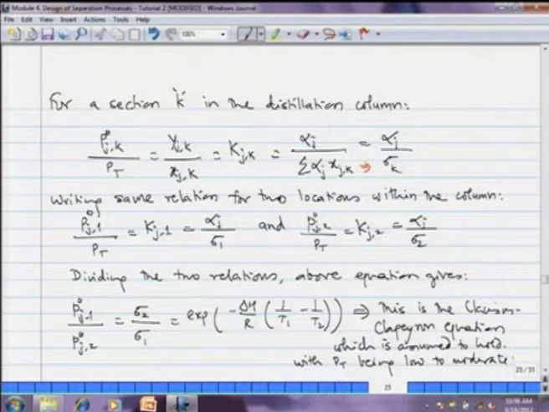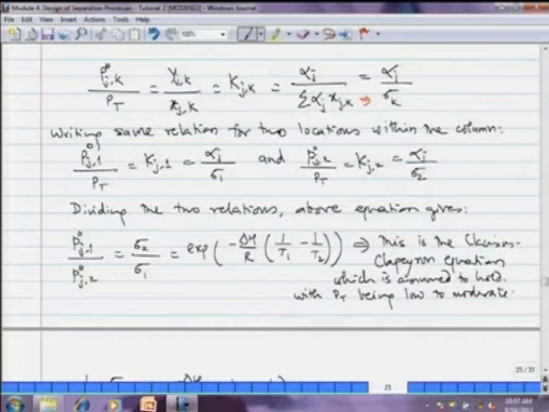So, writing the same relation for two locations within the column, 1 and 2, k now has two values, 1 and 2. P naught j1 divided by PT is equal to Kj1, that is equal to alpha j divided by sigma 1, and P naught j2 divided by PT is equal to Kj2, that is equal to alpha j divided by sigma 2. Now, we take a ratio of these two relations and PT gets cancelled. So, P naught j1 divided by P naught j2 is equal to sigma 2 divided by sigma 1.